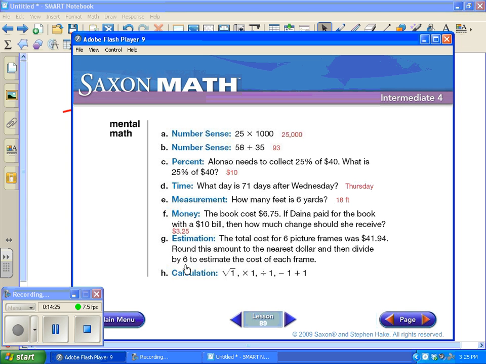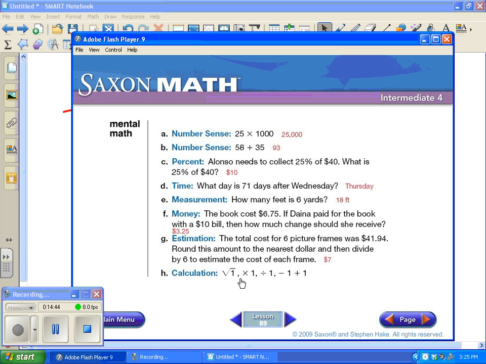Then divide by 6 to estimate the cost of each frame. So think 42 divided by 6. So think of your 6 multiplication facts. Okay, 6 times what's 42? It's 7. So each of those 6 frames would cost about $7.